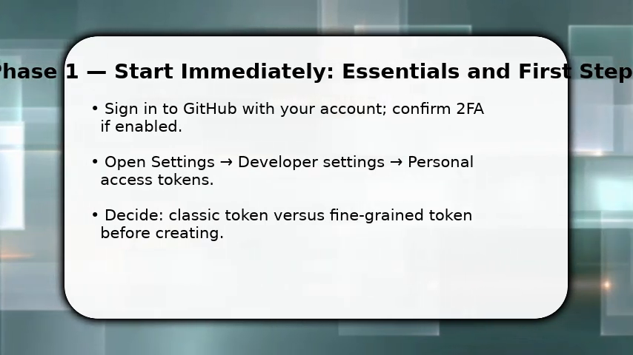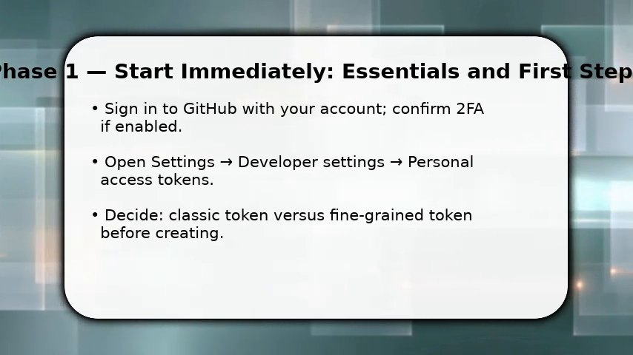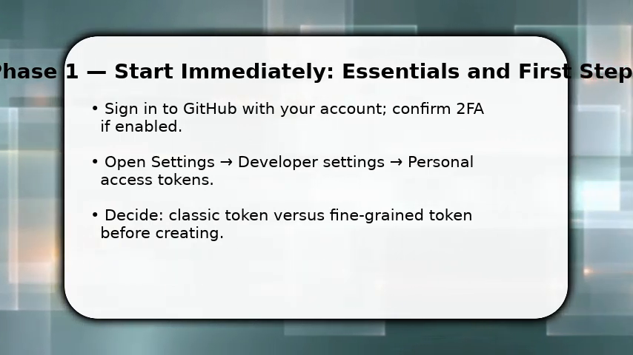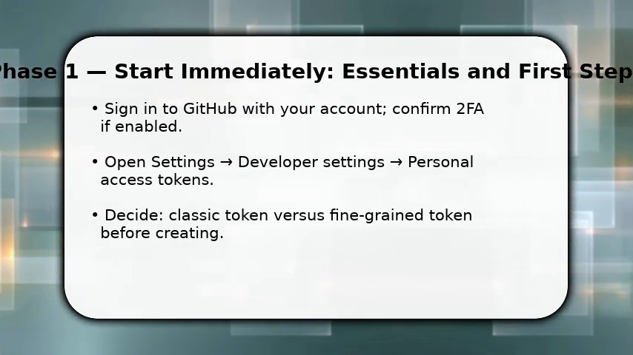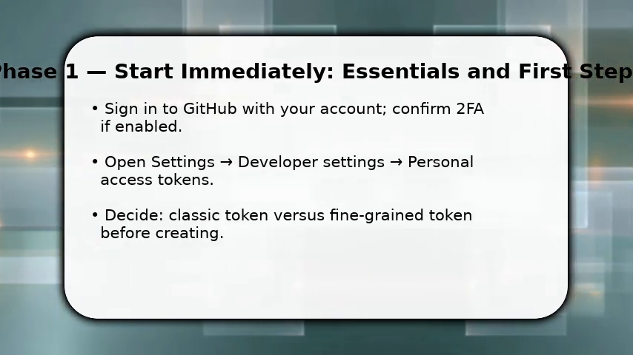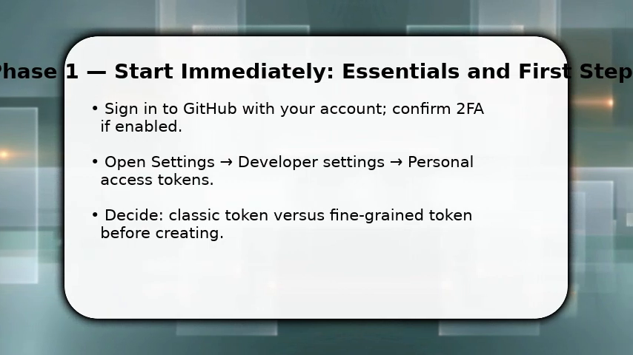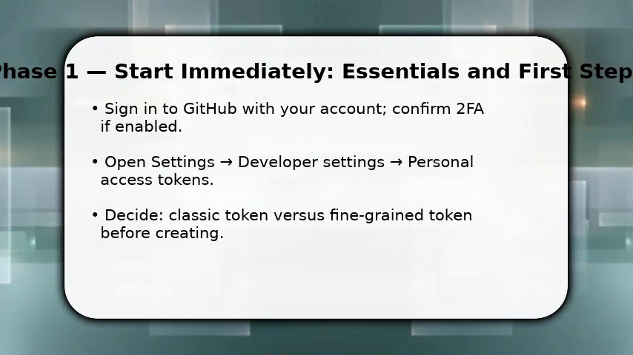You need to decide now whether you want a classic token for broad use or a fine-grained token for repository-specific access. Choose fine-grained when you can, because it limits risk. After that, click Generate New Token to begin the actionable creation process.